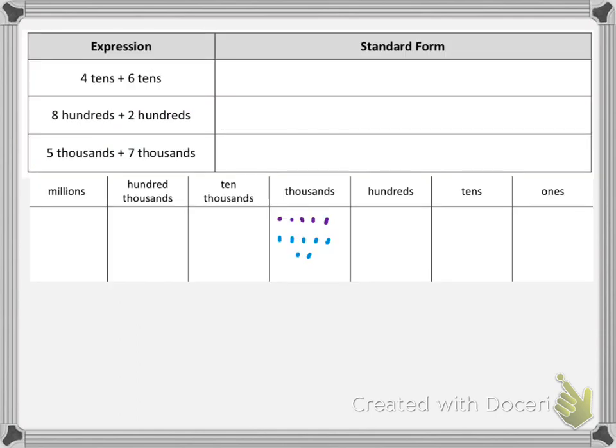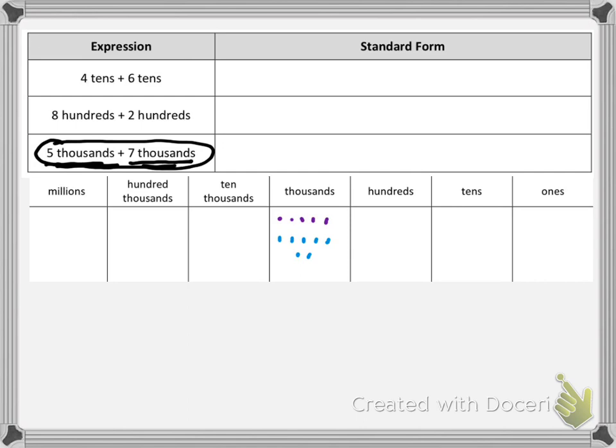All right, let's look at this problem right here: 5,000s plus 7,000s. We're going to put 5,000s into our place value chart. Notice I have 5 purple discs to represent the 5,000s in this column. And then we need to put in 7,000s, so I put that in a different color, blue, to model 7,000s for that expression.